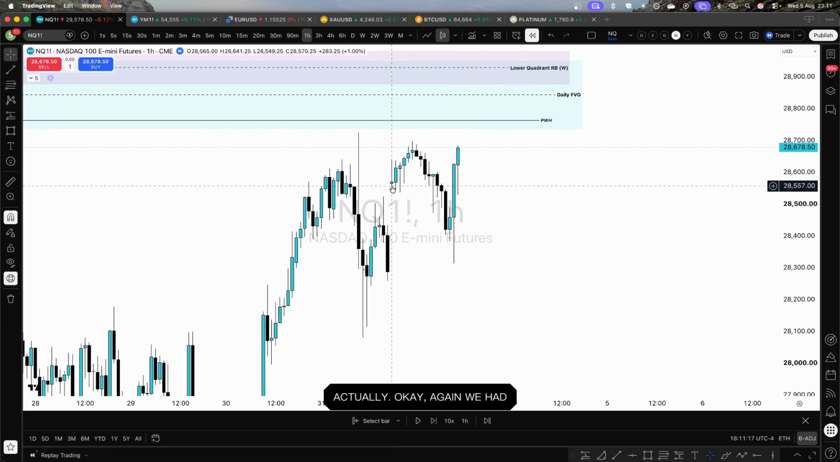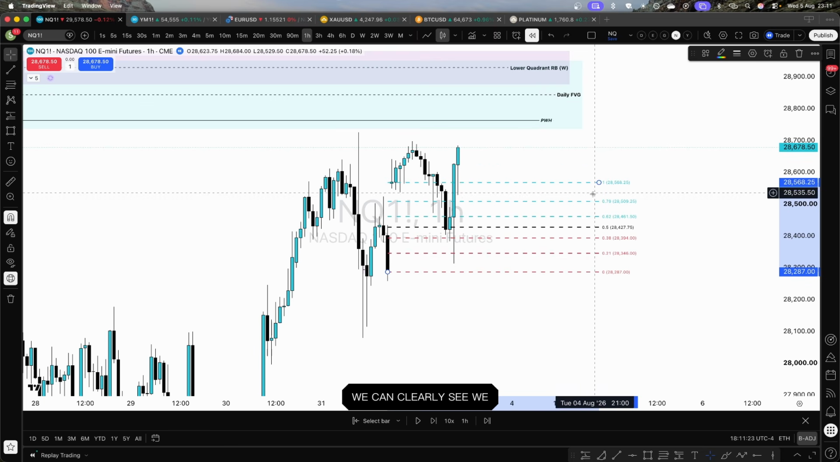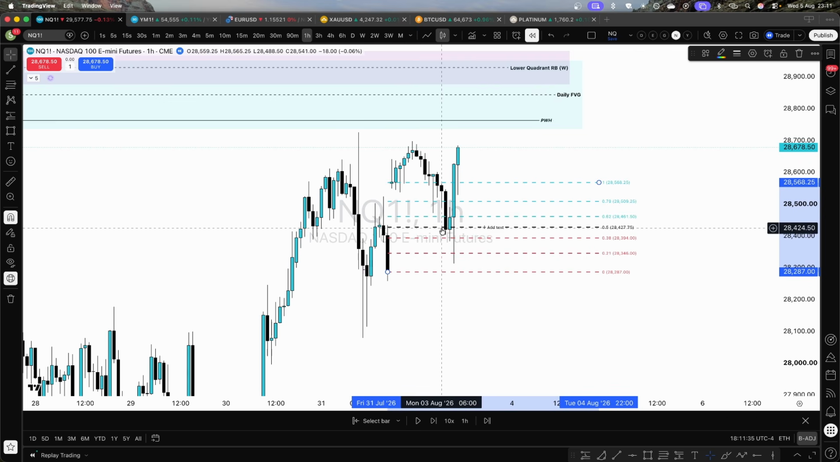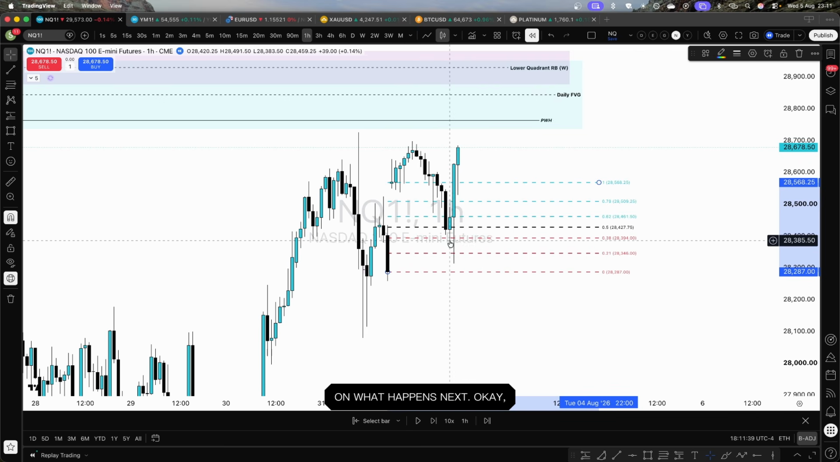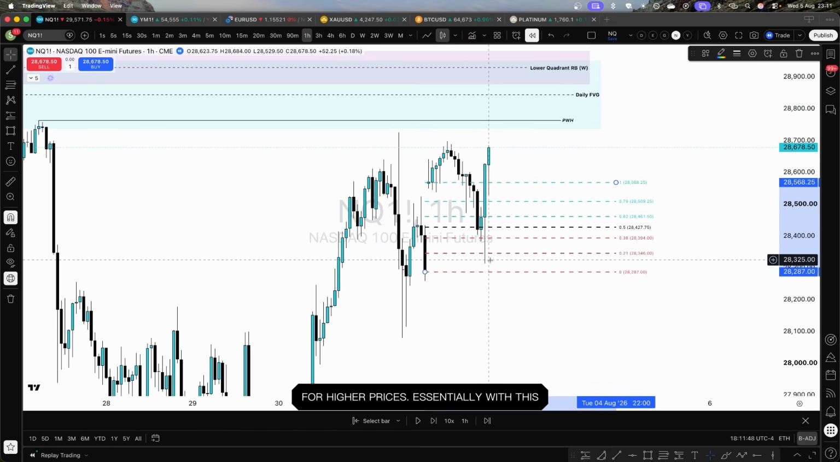Again, we had this gap on the NASDAQ. And on the NASDAQ, we can clearly see we've covered the full gap with the bodies right here. You can see the bodies have covered the full gap. Now it all depends on what happens next. So on the NASDAQ, again, this was on Monday. We've got confirmation that we're looking for higher prices.